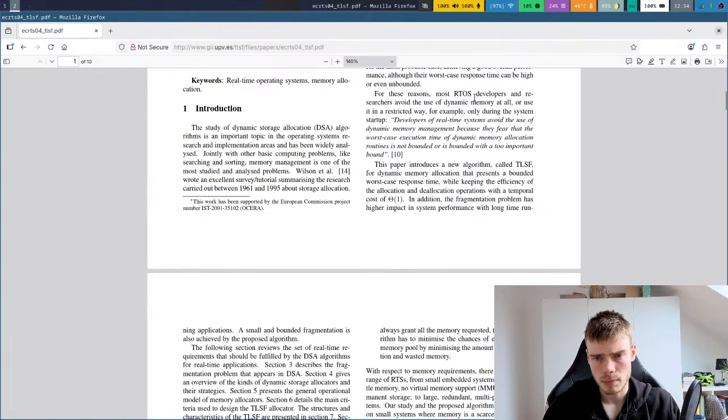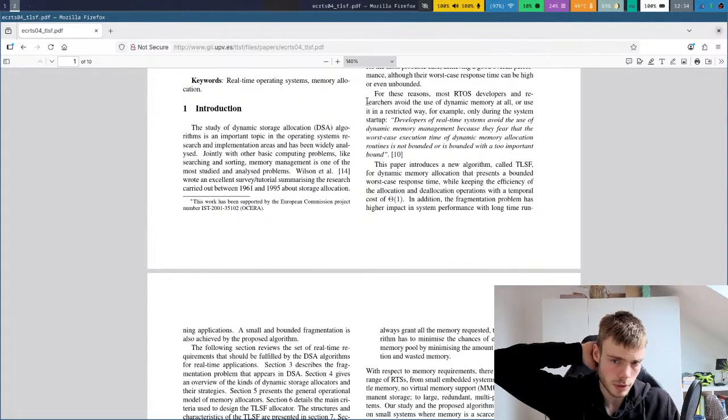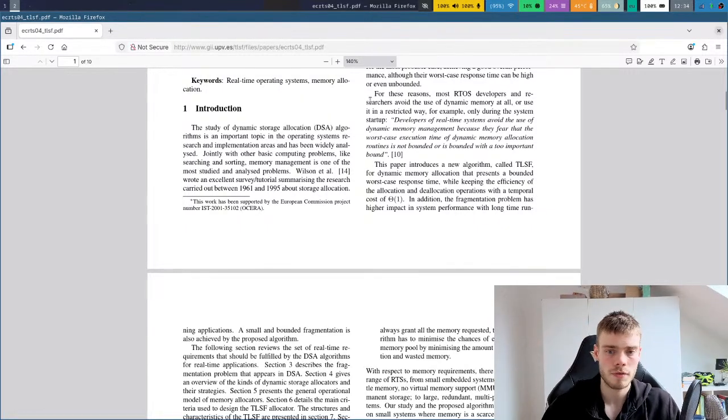For these reasons, most RTOS developers and researchers avoid the use of dynamic memory at all, or use it in a restricted way, for example, only during the system startup. Developers of real-time systems avoid the use of dynamic memory management because they fear that the worst case execution time of dynamic memory allocation routines is not bounded or is bounded with a too important bound.